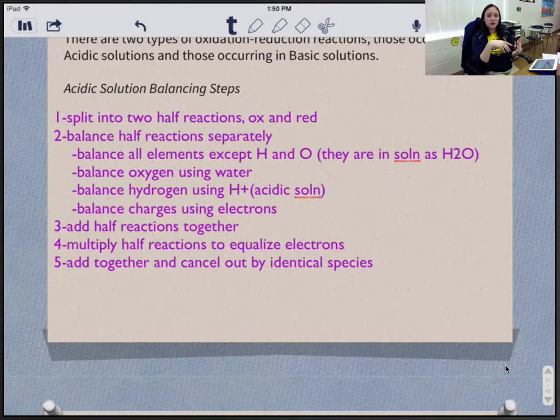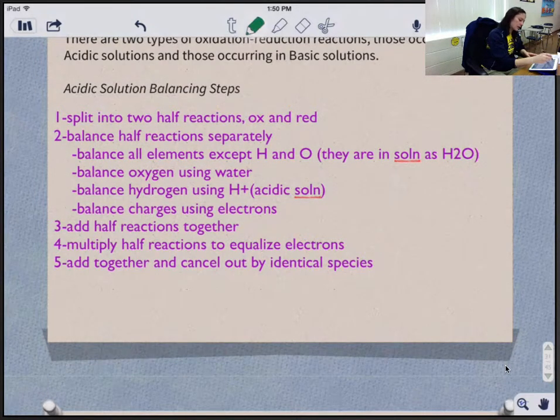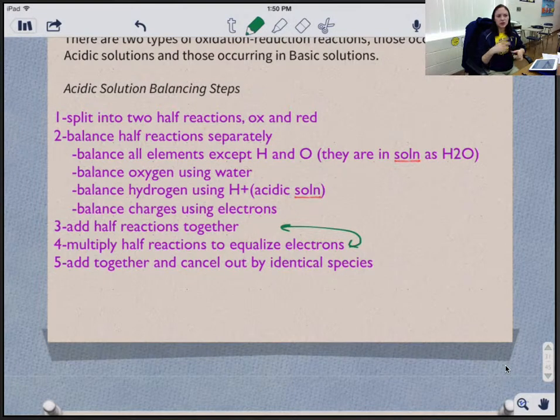Then what I do is you add the half reactions together. So I've got both of the half reactions balanced. You add them together. Okay. In order to add them together, though, you actually kind of first have to multiply the half reactions out to equalize the electrons. So this step actually should kind of be in front of that one, I guess. Okay. You want to multiply the half reactions to equalize the electrons for each one, so they're both gaining or losing the same number of electrons. And then I'm going to add the half reactions together. And then after you add them together, you cancel out any identical species on both sides. So it's kind of, switch 3 and 4 steps there for me.